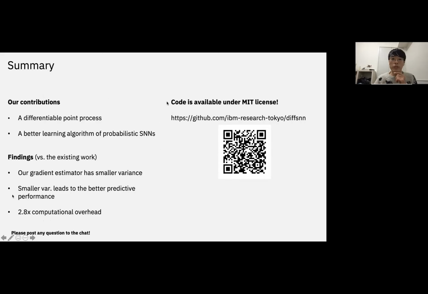And all of the code is available under MIT license in this GitHub repository. So if you have any interest in this work, please visit and try some experiments by using the code.